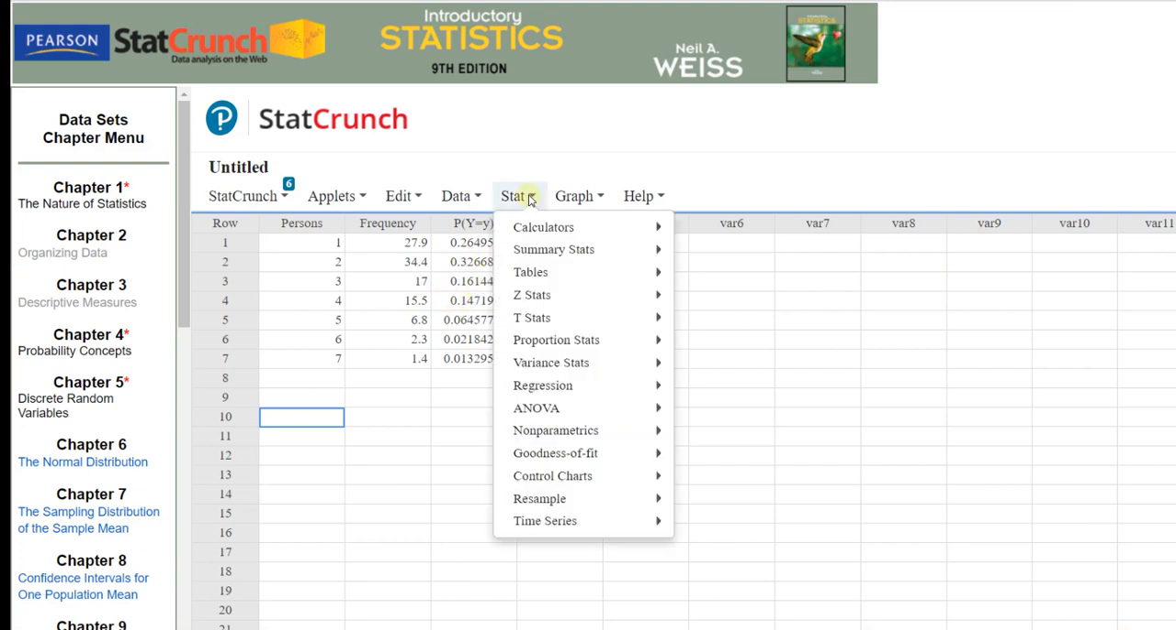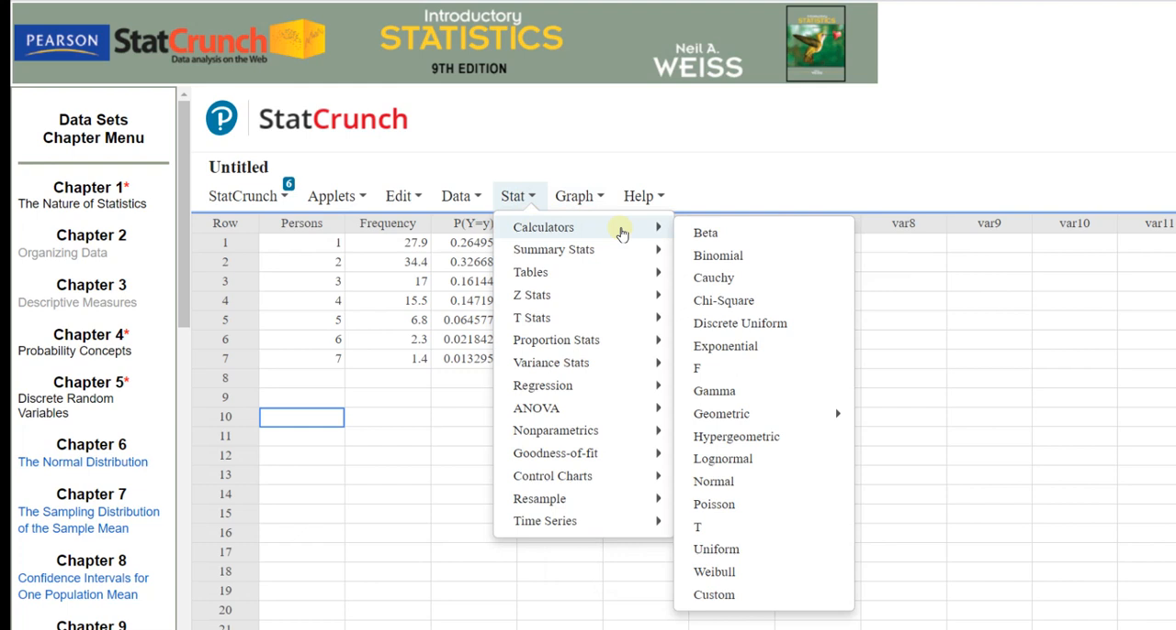So we're going to go to Stat, then we go to Calculators, and in here we're going to go all the way down to Custom, because this is the one that's custom based on census data. So notice there's a whole host of well-known distributions here. Okay, so we're just going to look at this custom distribution. Click on custom, left click once.